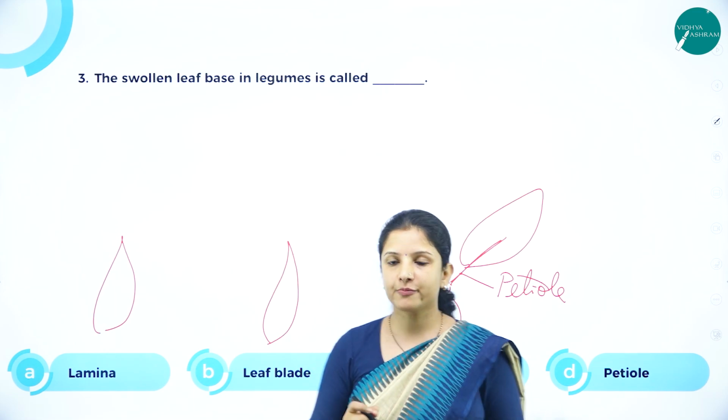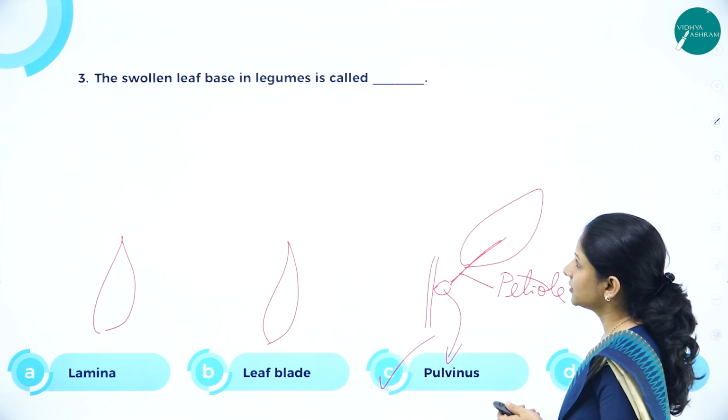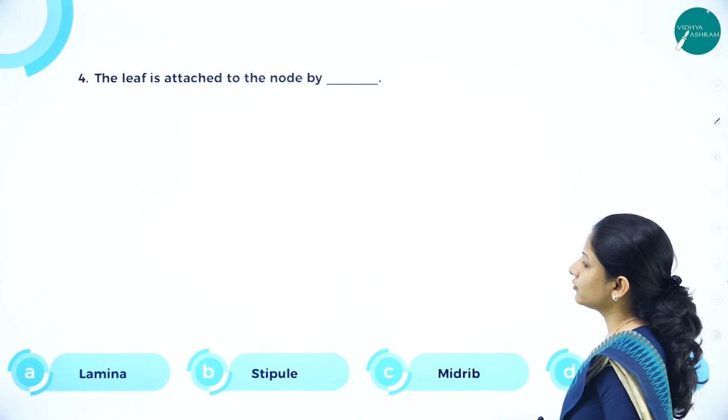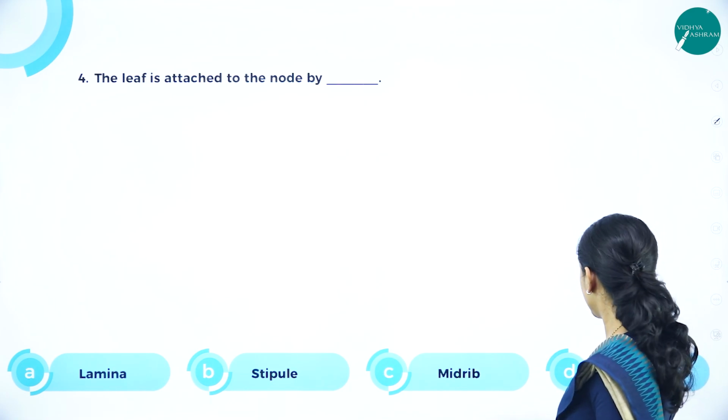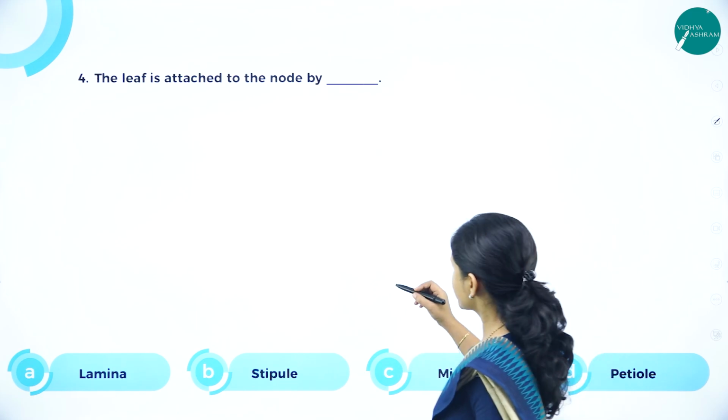Right answer is option C, that is pulvinus. Next one. The leaf is attached to the node by lamina, stipule, midrib, petiole. The leaf is attached to the node.